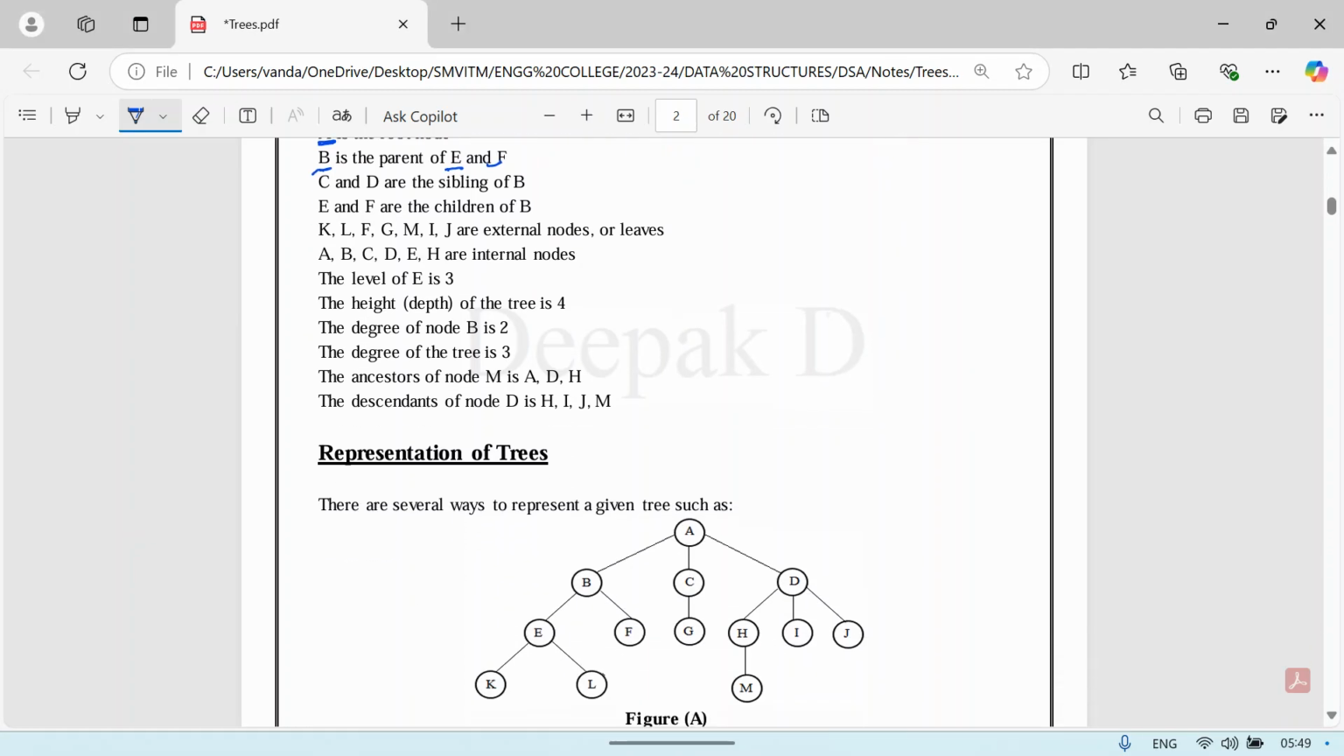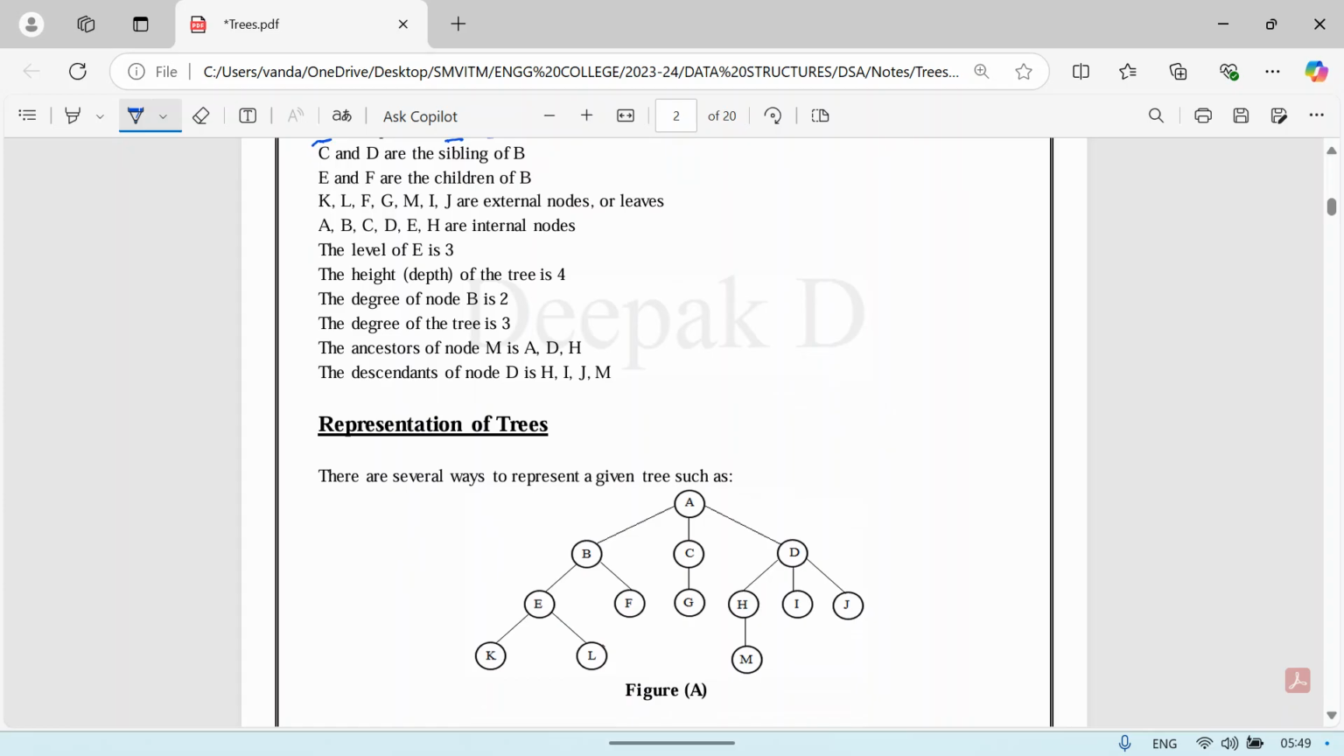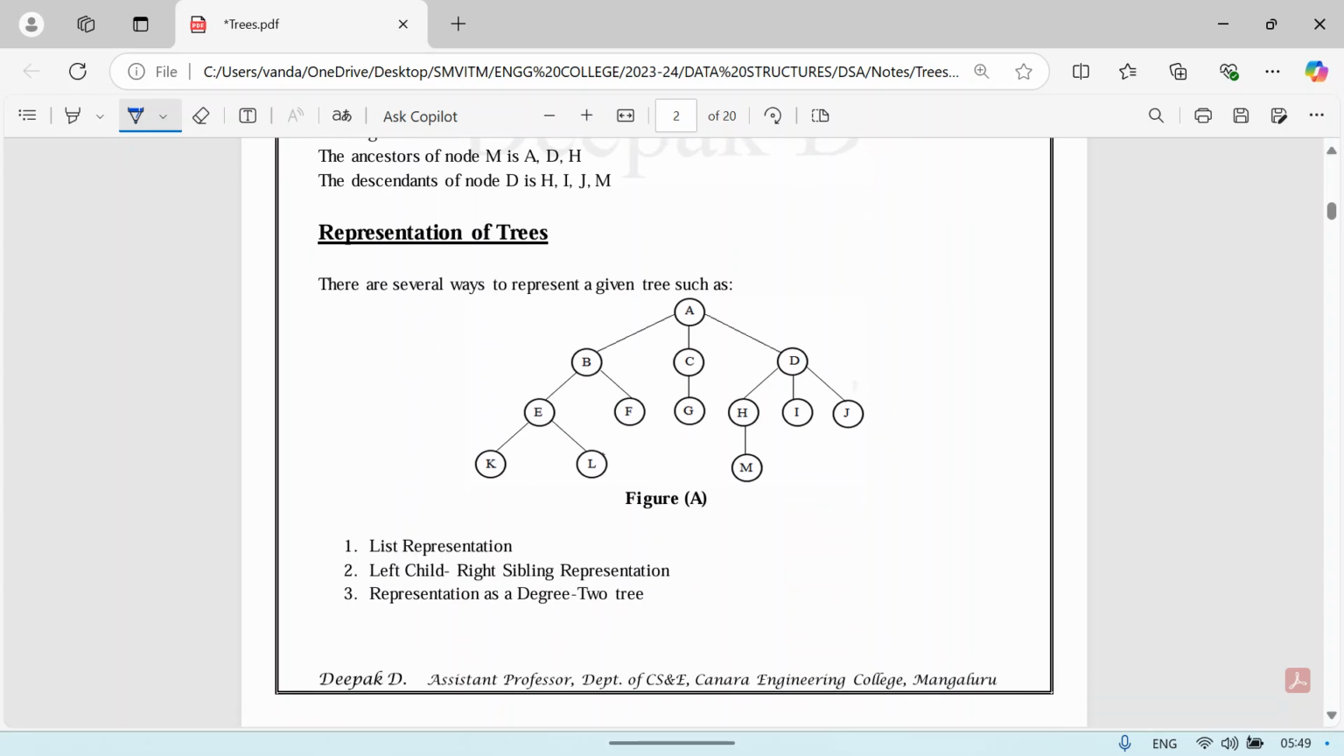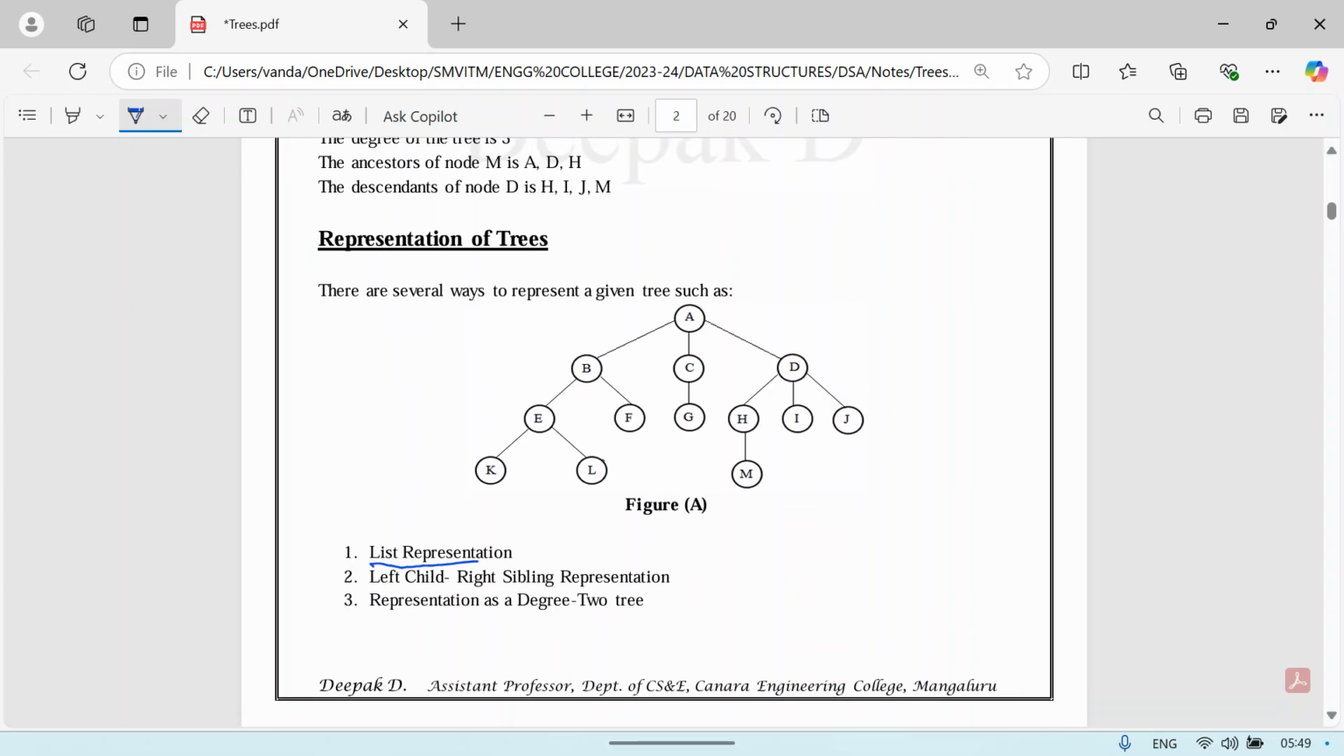Next is the representation of the tree. Trees can be represented in three ways. One is the list representation. The other is the left child, right sibling representation. The other is representation as a degree 2 tree. This is very important and it has been asked in the exam many times. How do we represent a tree? We will look at each of the representations.